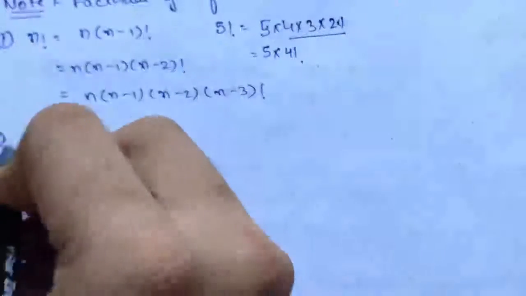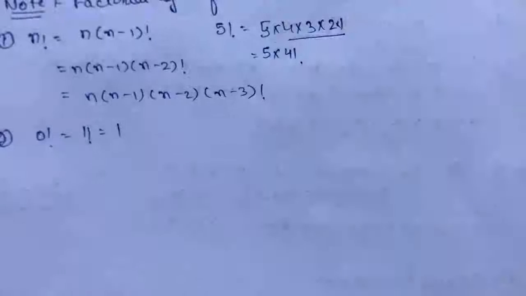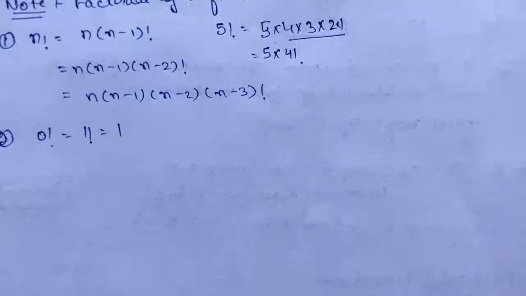Second is 0 factorial will always be treated as 1 factorial, and it will be equal to 1. 0 factorial will not be 0. If we consider it as 0, the whole concept of permutation and combination will be wrong. So 0 factorial is always to be taken as 1, or it would be taken equal to 1 factorial.